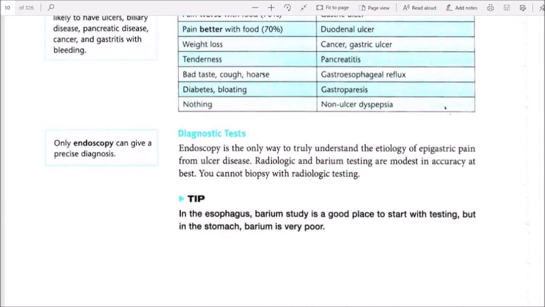Only endoscopy can give a precise diagnosis. Endoscopy is the only way to truly understand the etiology of epigastric pain from ulcer disease. Radiologic and barium testing are modest in accuracy at best. You can biopsy with endoscopy but not with radiologic testing. Tip: in the esophagus, barium study is a good place to start with testing, but in the stomach barium is very poor.